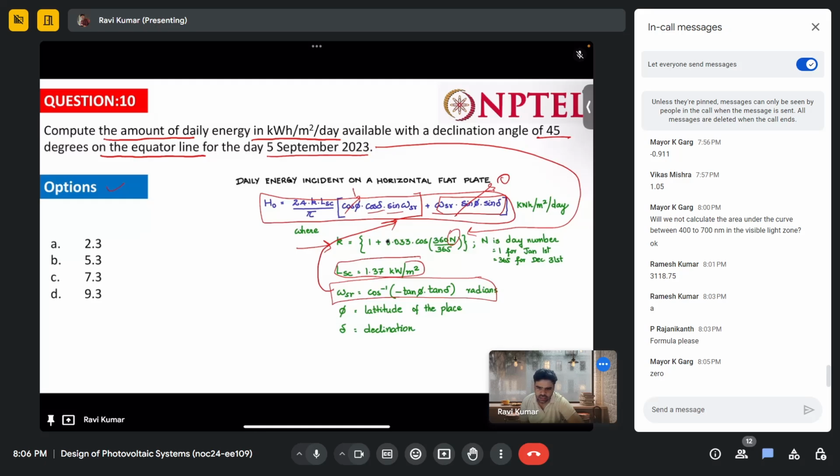Everything is here, n is here, using n calculate k, then we have this. So tan phi, if phi is 0, tan phi will be 0, and cos omega is 0, it means omega is 90. If you put omega 90, sine will be 1, so it will be cos delta only. So your formula will be H naught equals 24 divided by pi into k into LSC into cos 45. Just do cos 45. LSC is already given as 1.367. K, how much K are you getting?